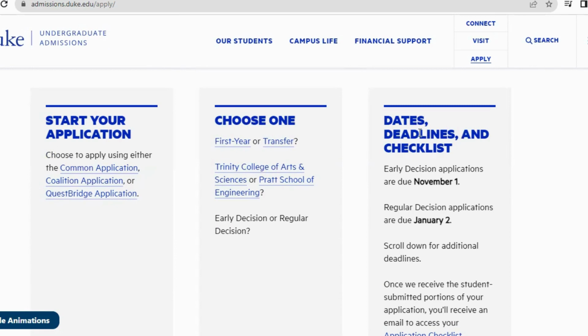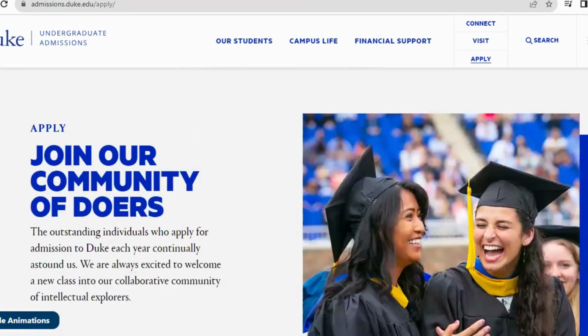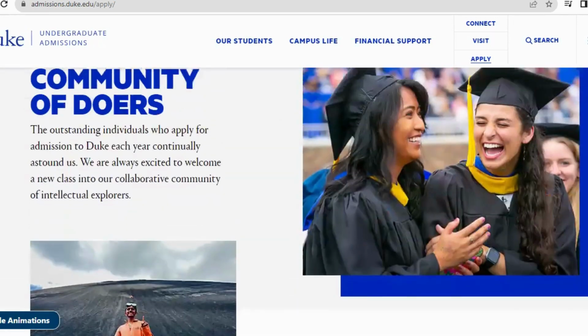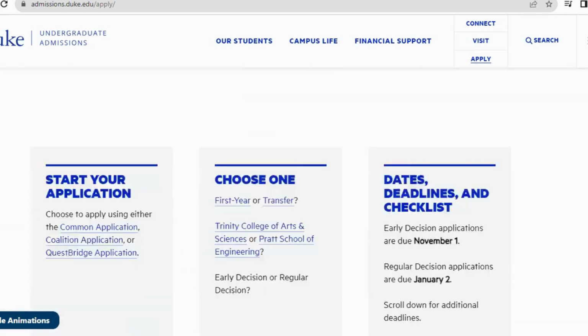And then you have your dates and deadlines and checklists, early decision. If you want early decision, you start making your application and get your decision by November 1st. For regular decision, you can get it around January 2nd. For other information regarding this, I will put the link of this website in the description box or in the comment section so that you can start making your application. If you're interested, please start making your application as soon as possible.